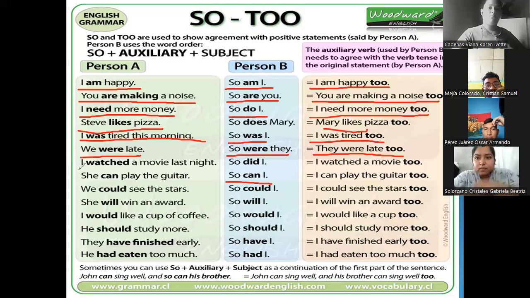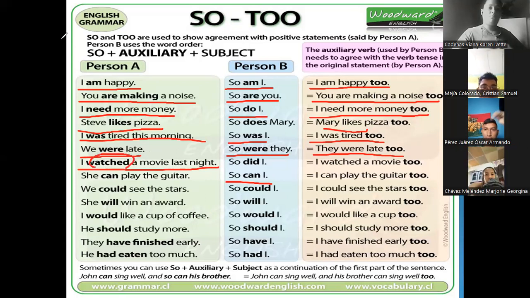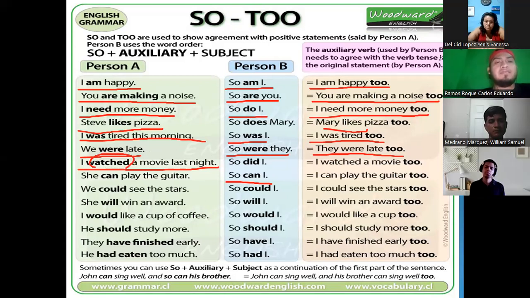Gabriela Cristales, help me with the next one. I watched a movie last night. Excellent. Repeat. I watched. Excellent. Lo pronunció bien. Okay. Yes, you pronounced it well. And the next one is? So did I. I watched a movie too. Very good. A movie too.